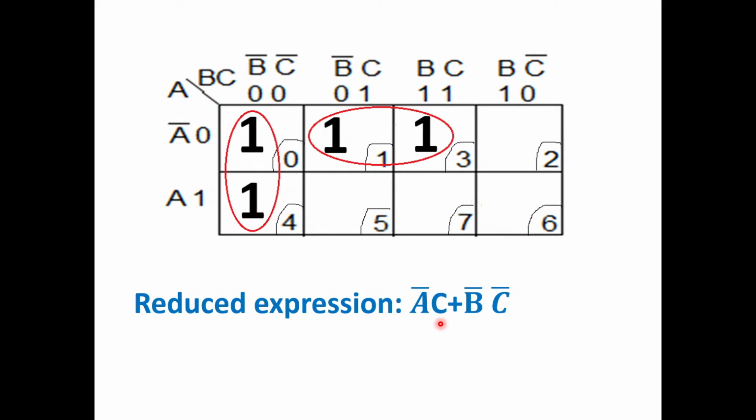So our reduced expression is, what is it? A bar C plus B bar C bar. You can write B bar C bar plus A bar C. It doesn't matter, no need to follow this sequence. You can write B bar C bar plus A bar C, or you can write A bar C plus B bar C bar. So are you able to understand?